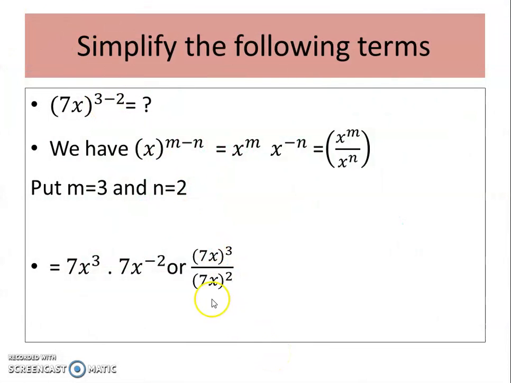Simplify the following terms. Suppose (7x) raised to 3 minus 2. We have to simplify this pattern of example. How? I put 7x instead of x, and m is 3, n is 2. We have the law of exponent x raised to m minus n is equal to x raised to m into x raised to minus n, which is equal to x raised to m upon x raised to n. M is 3, n is 2. So we derive (7x) raised to 3 into (7x) raised to minus 2. It is obviously (7x) raised to 3 upon (7x) raised to 2.